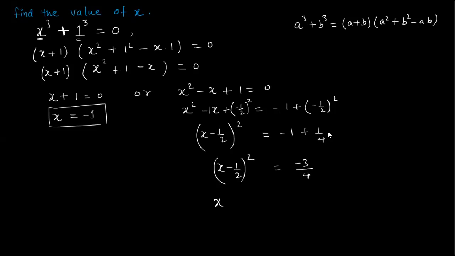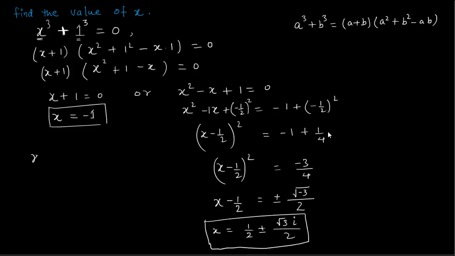Taking square root on both sides, we have x minus 1 by 2 equals to plus minus square root of negative 3 over square root of 4, which is simply 2. So we get x equals to 1 by 2 plus minus square root of negative 3, which is simply square root of 3 times iota, over 2. So other roots are x equals to 1 plus root 3 times iota over 2, and one root is x equal to 1 minus square root of 3 times iota over 2.